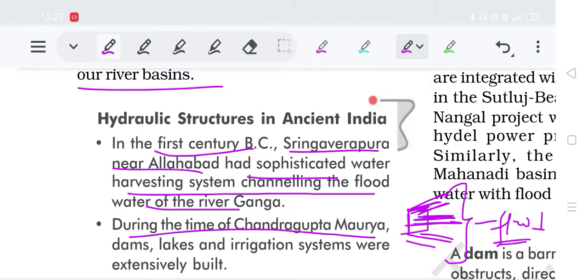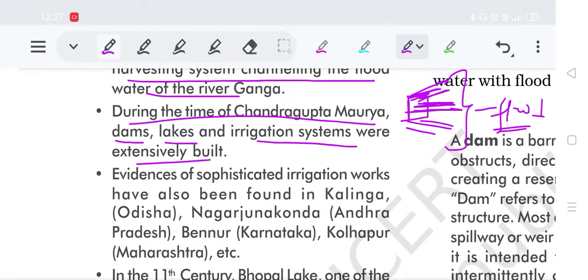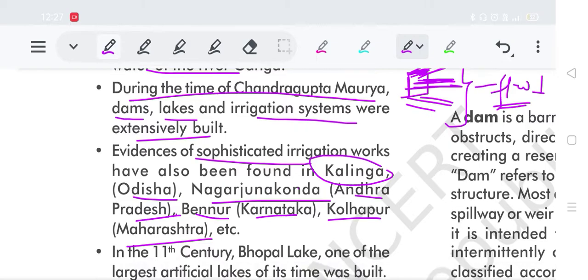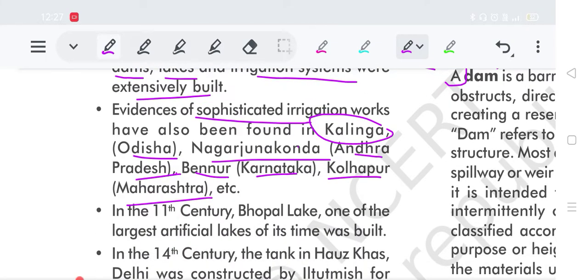During the times of Chandragupta Maurya, dams, lakes, and irrigation systems were extensively built. Evidence of sophisticated irrigation works has also been found in Kalinga, Odisha; Nagarjunakonda, Andhra Pradesh; Bennur, Karnataka; Kolhapur, Maharashtra. Now also, please don't mind my pronunciation. So they are telling us that we have found many irrigation works in different cities of different states.